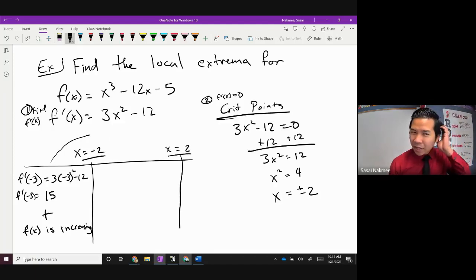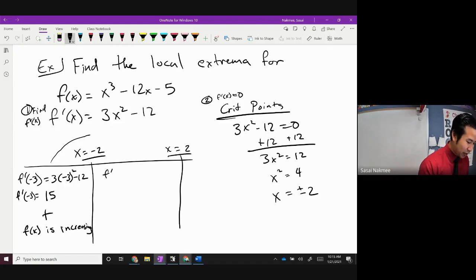Anyone have a good value between -2 and 2 that we can plug in that would be easy? Monica's really quick with that answer. 0. 0 is one of my favorite numbers to plug in. They're the easiest ones to evaluate. So I'm going to plug 0 into the derivative because 0 is between -2 and 2.